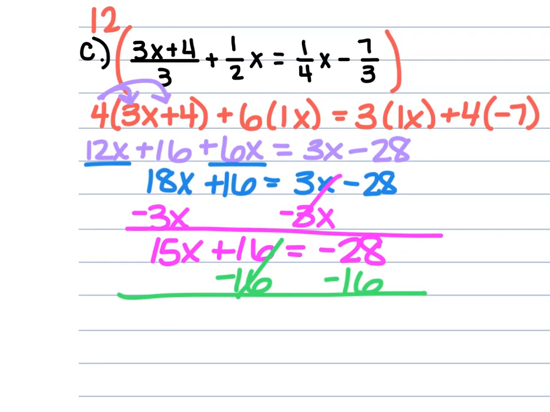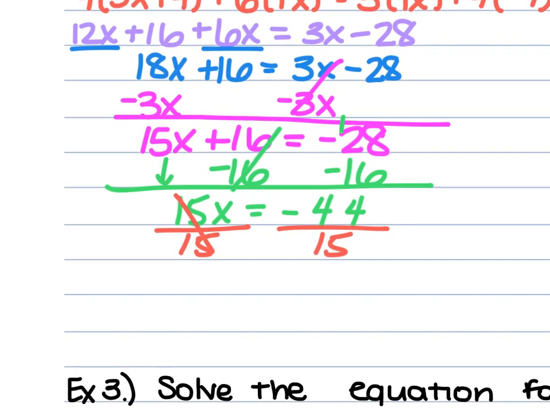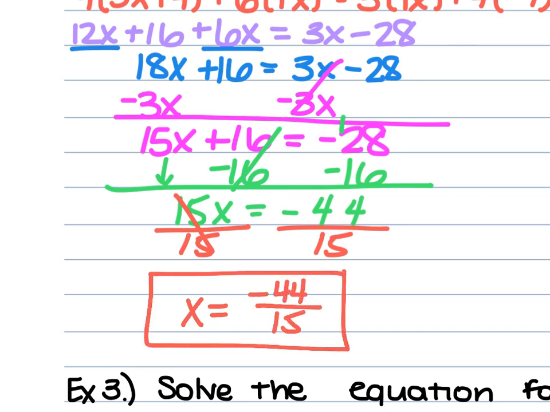Now we have the same signs. Same signs, keep the sign, add the numbers. Drop down the 15x is equal to, we're going to keep it negative. The 28 plus 16 is 44. So now we have 15x is equal to negative 44. Divide by 15. We get that x is equal to negative 44 over 15. You can't simplify that any further, so you can leave it just the way you see it.